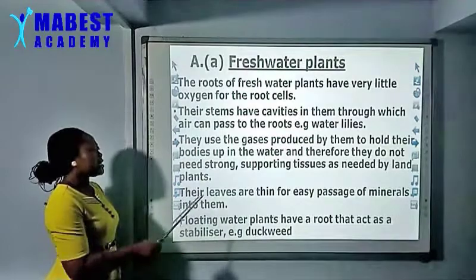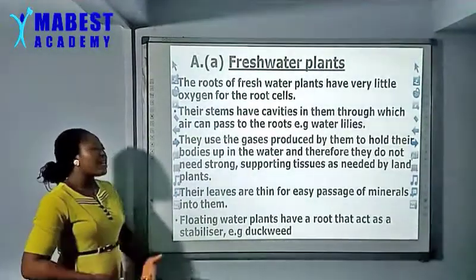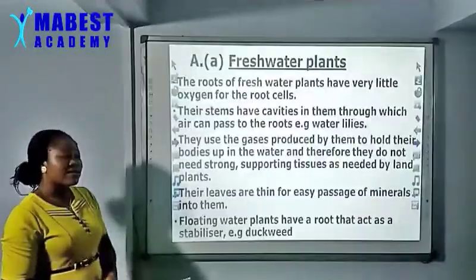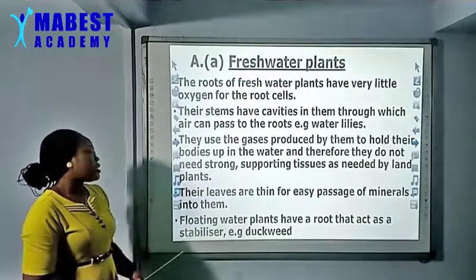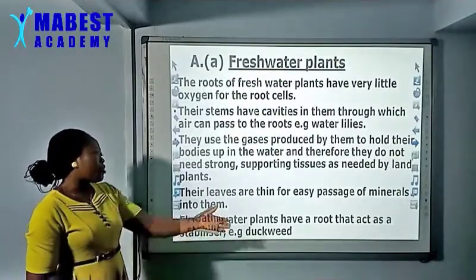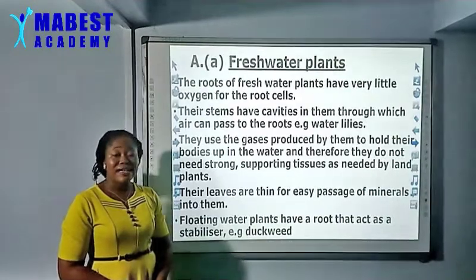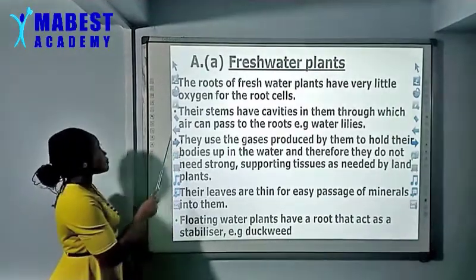Now, they also have leaves that are thin for easy passage of minerals into them. And floating water plants like duckweed have roots that act as a stabilizer.